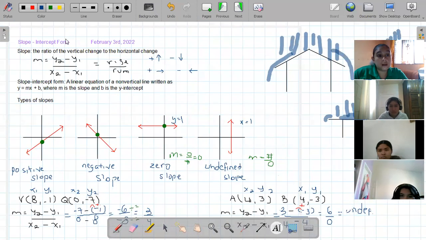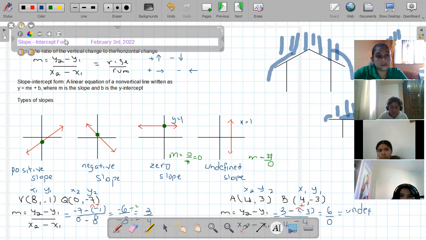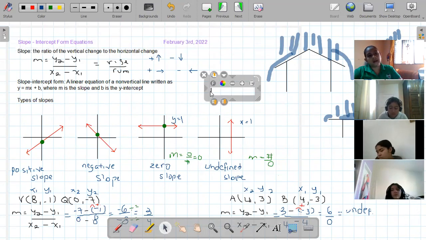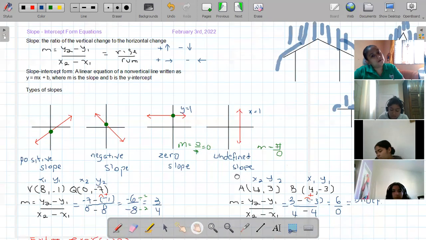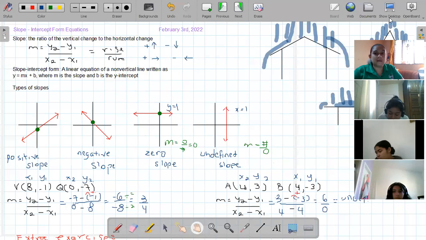Slope-intercept form equations. Okay, that's what we're going to place as the name of the topic. Slope-intercept form equations. And with that, we finish the class for today.